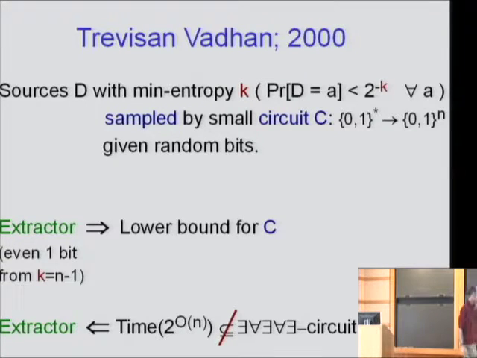What they prove is that if you have an extractor, even if it has very weak parameters, like even if it gets you 1 bit from entropy almost the maximum, this implies a lower bound for the same class of circuits that you extract from. This is a relatively simple argument from a technical point of view. You also get a converse direction: if you start with a sufficiently strong lower bound, then you get some extractors with some decent parameters.